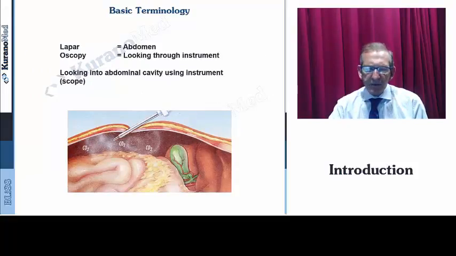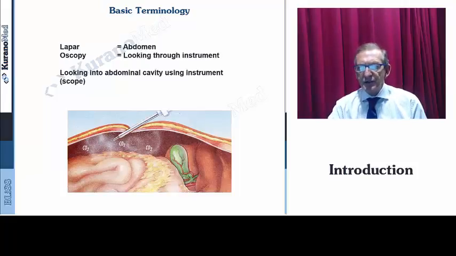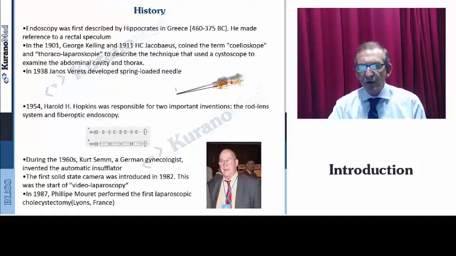The basic terminology of laparoscopy comes from the Latin. The word lapar means abdomen and scope means looking through using an instrument. So the generic word of basic laparoscopic surgery involves mostly the abdomen, even though we always talk about laparoscopic when we access any cavity, any space within the human body.